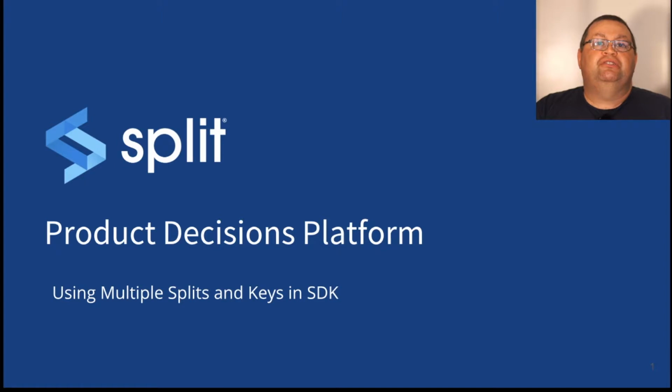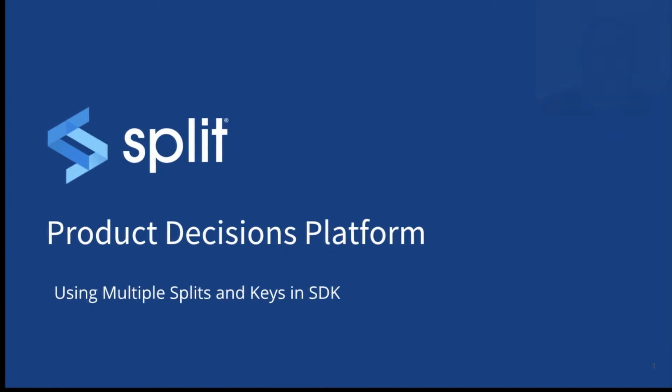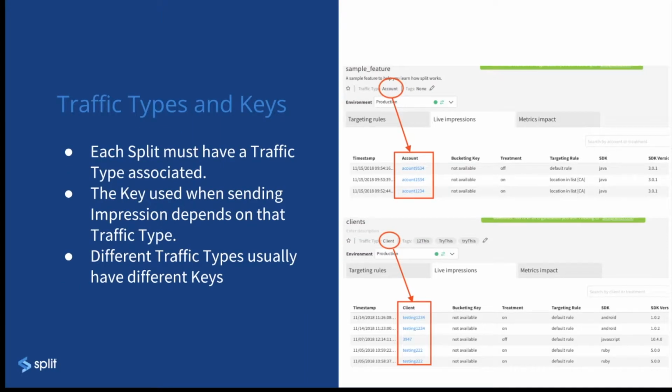In this video, we're going to talk about how to use multiple splits that have different traffic types in the same session. So what do we mean when we say multiple splits that have multiple traffic types? Well, each split, when it's created, must have a traffic type associated with it. This traffic type cannot be changed throughout the split life.